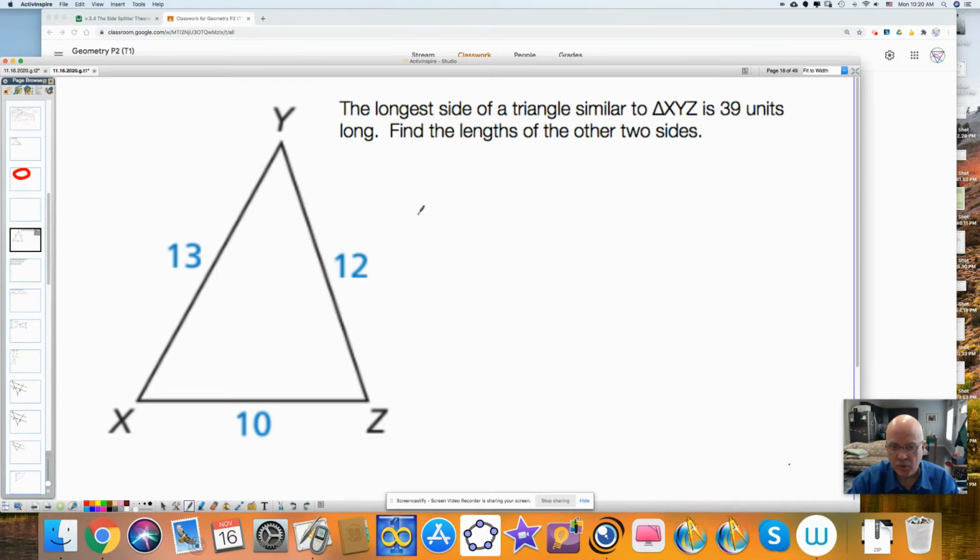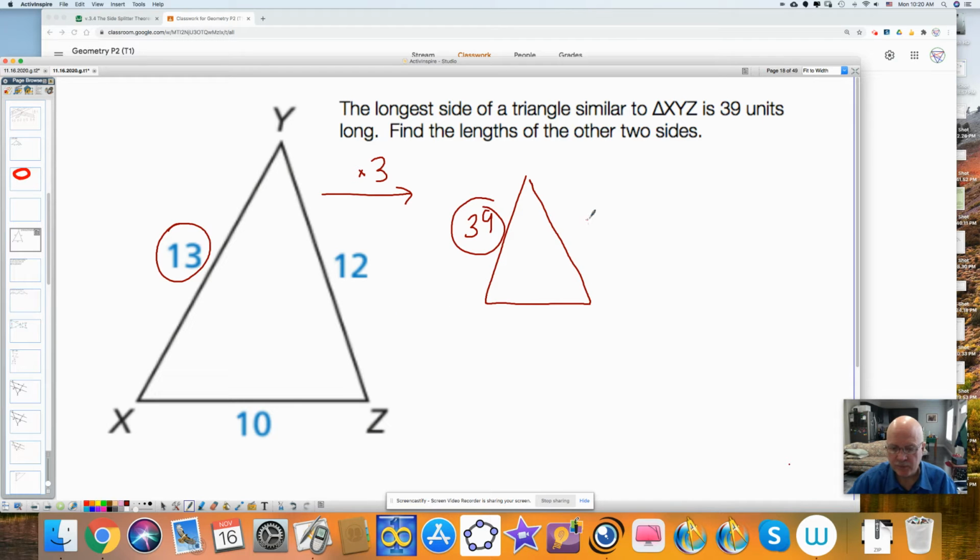So first of all, we were given that the longest side of a triangle similar to this is 13. So if the longest side would match up with this one, I can redraw my triangle here, and this side would be 39. My scale factor going from the small one to the large one is going to be times 3. I did not draw it larger, but not to scale, okay? If this side is x and this side is y, if I scale this up by 3, I get 36. If I scale this other one up by 3, I get 30. And I'm done.